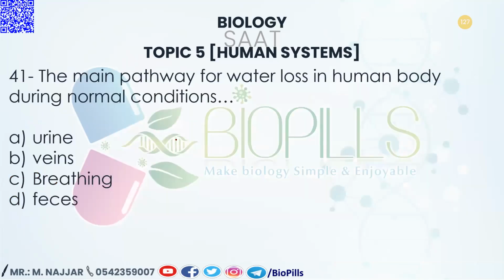Question number 41. The main pathway for water loss in the human body during normal conditions is A, urine, B, veins, C, breathing, D, feces. It is A, urine.